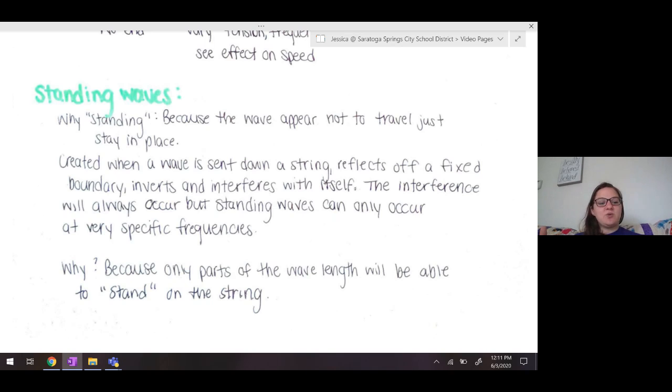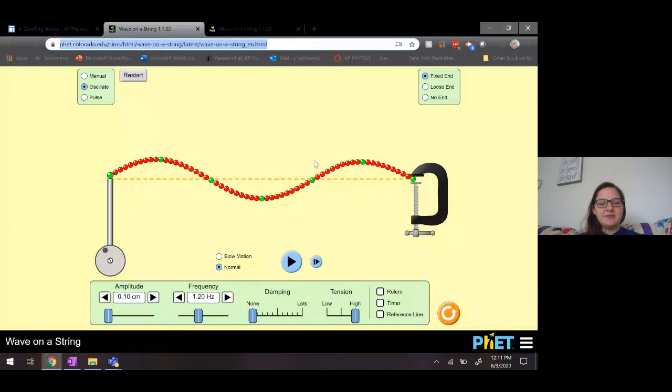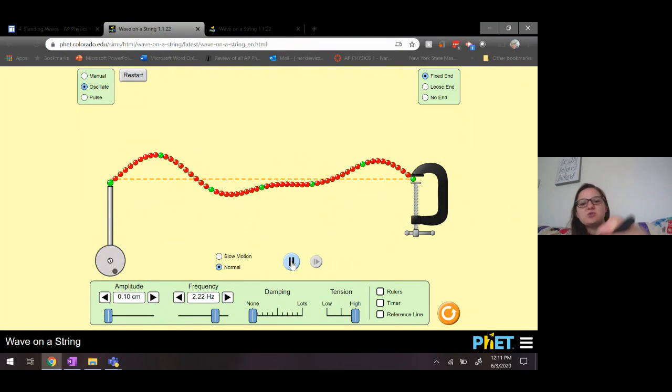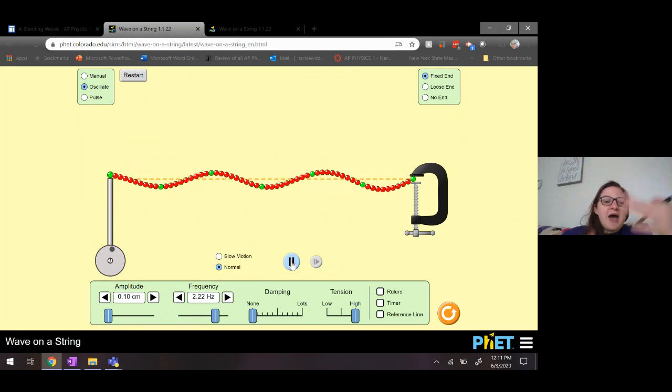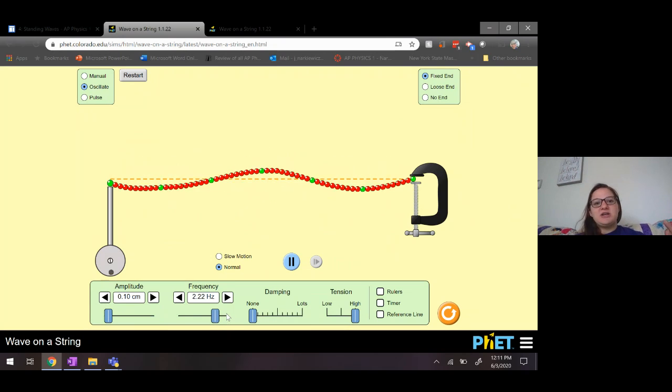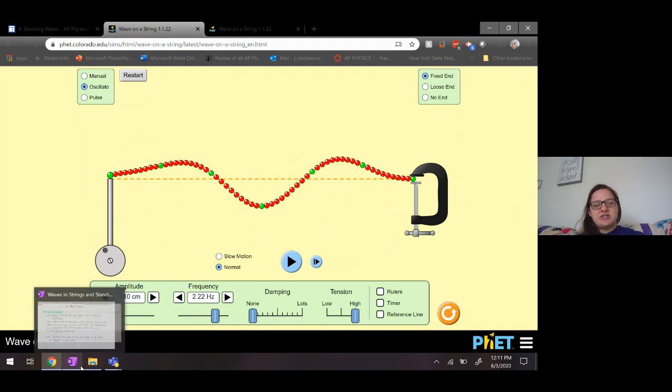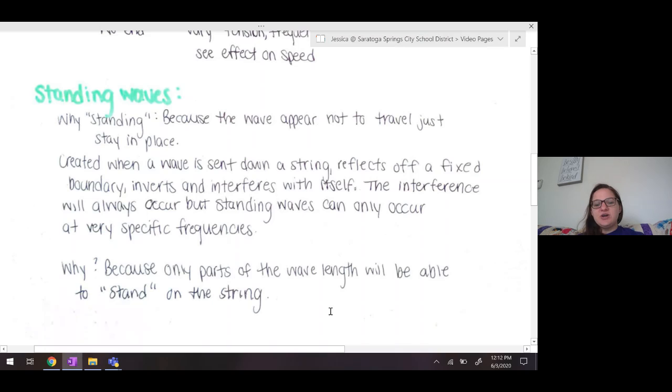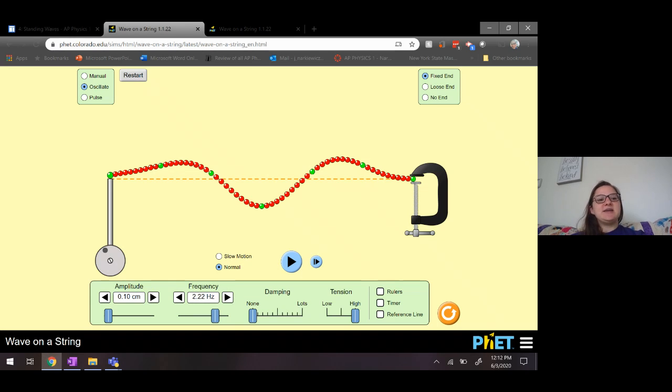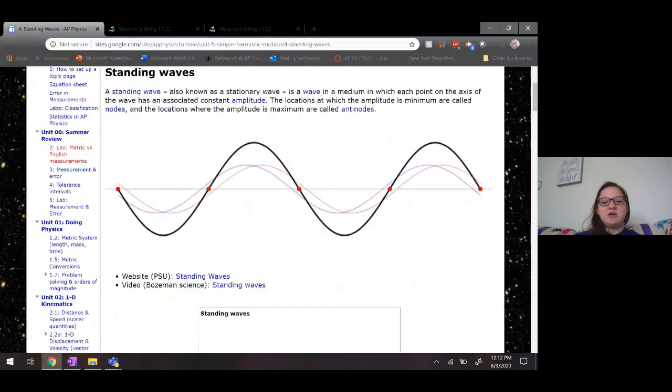So anytime we send a wave down a string, like this, we're going to have some sort of weird interference pattern going on, but it's not going to be considered a true standing wave until we get to a very specific set of frequencies. This is because only parts of the wavelength are going to be able to stand on the string, so to speak.